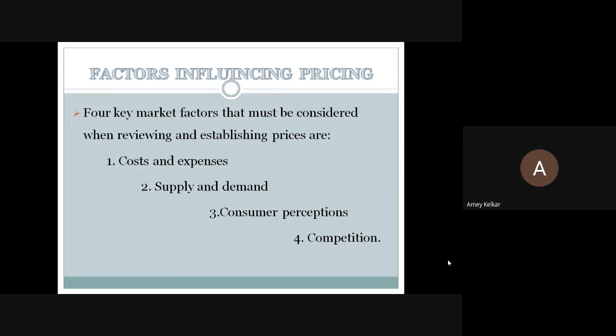And sometimes what happens, your product is in demand and supply is not there. There is no one supplying, so still you can increase the rates. Currently, during the corona times, many times medicines, everything, say from oxygen, the supply and demand govern the prices. Then consumer perceptions. Now this is a very important concept.